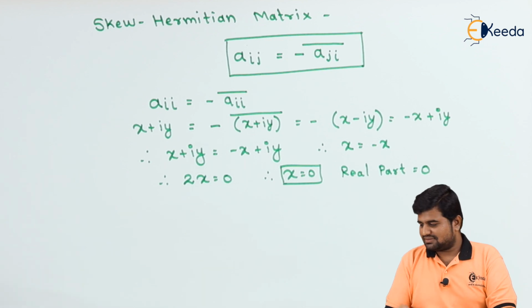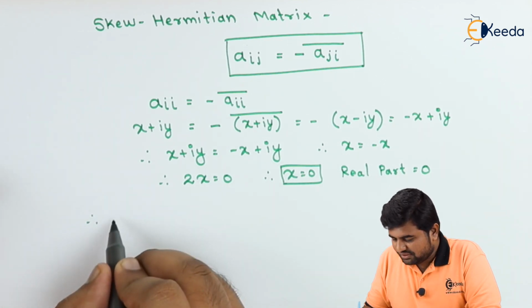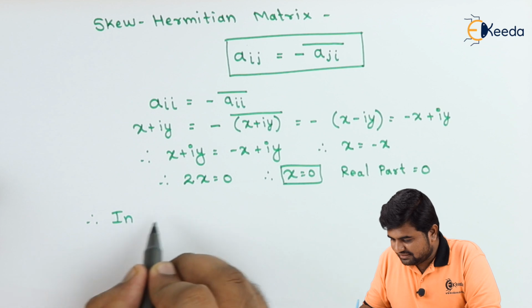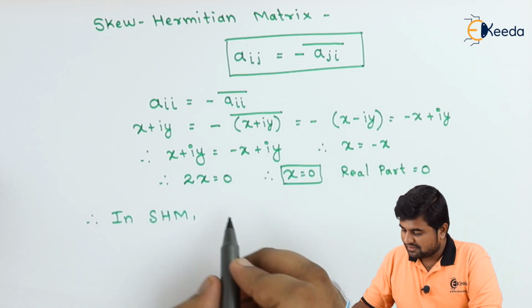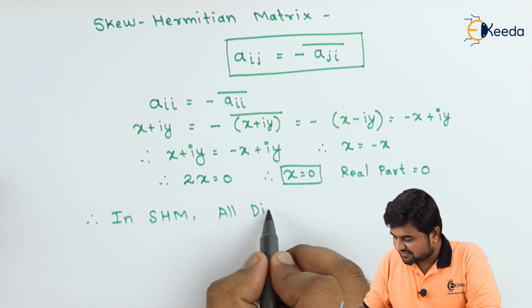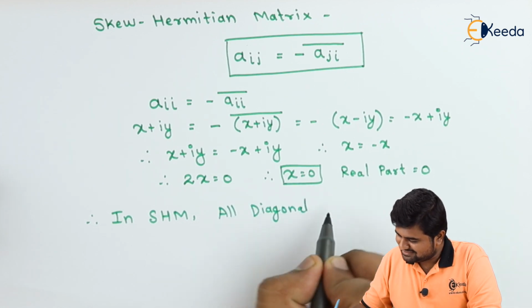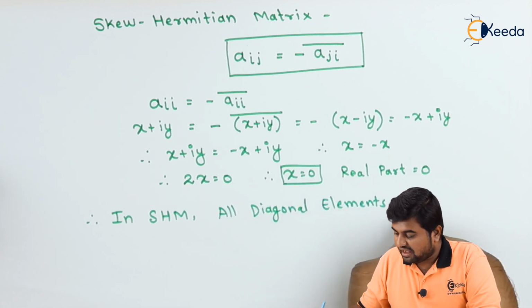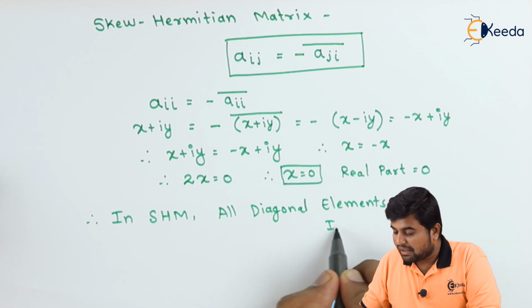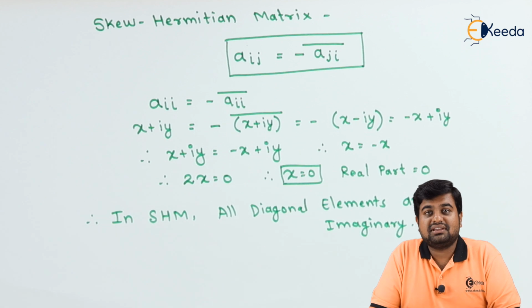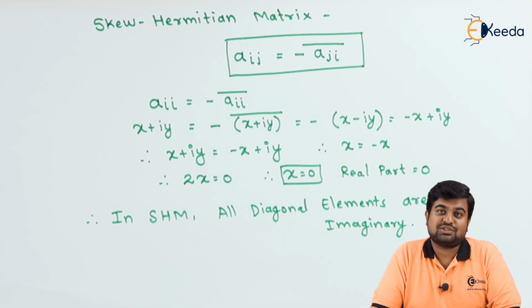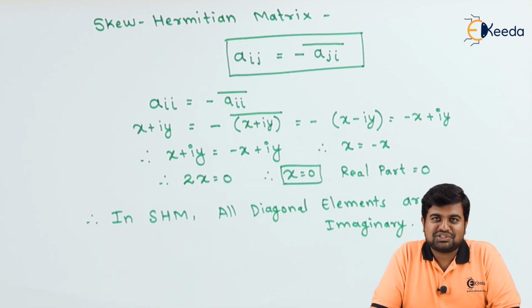So let us focus. Therefore, in a skew Hermitian matrix, all diagonal elements are imaginary. And this is what the learning of skew Hermitian matrix is all about. So let us construct 1 by 1, 2 by 2 and 3 by 3 skew Hermitian matrices.